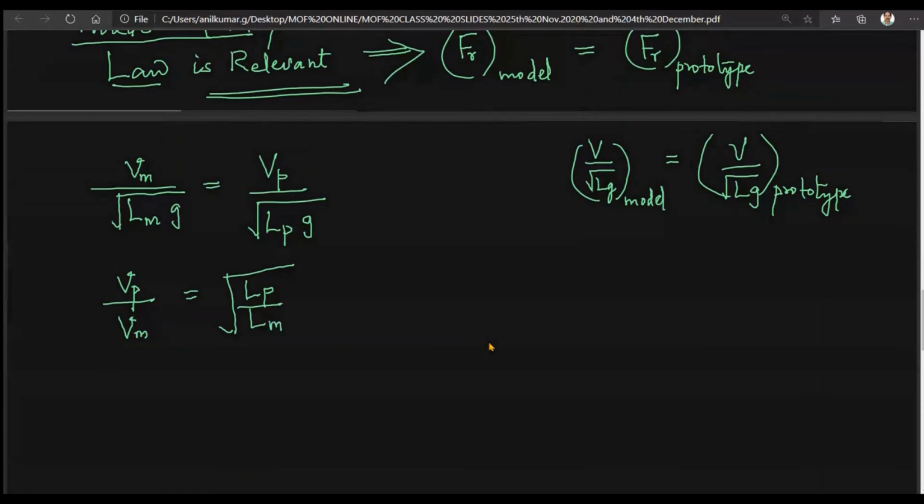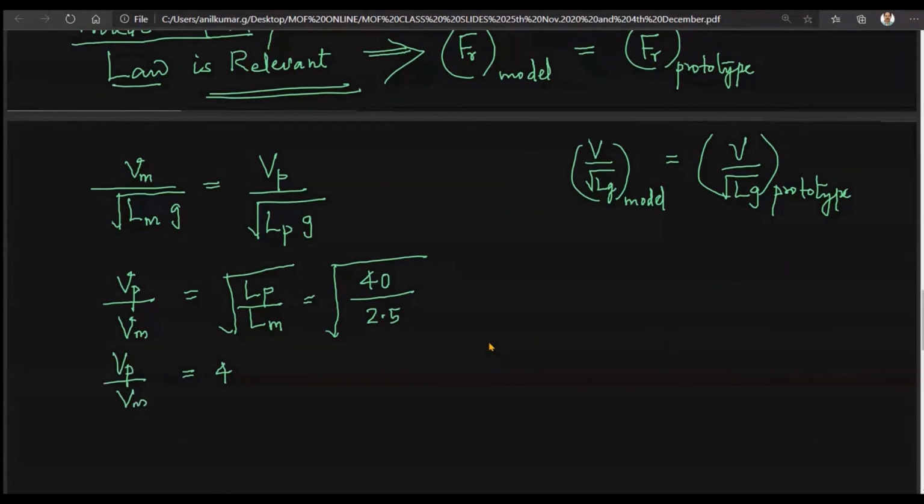And what is Lp? Lp is 40 meter, the length of the ship, and Lm is the model, 2.5 meter length. So 40 by 2.5 is 16, and root of 16 is 4. So Vp by Vm is equal to 4.